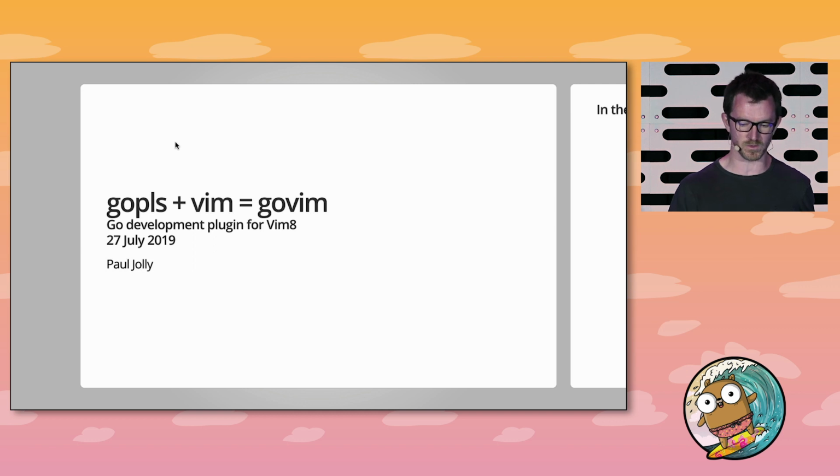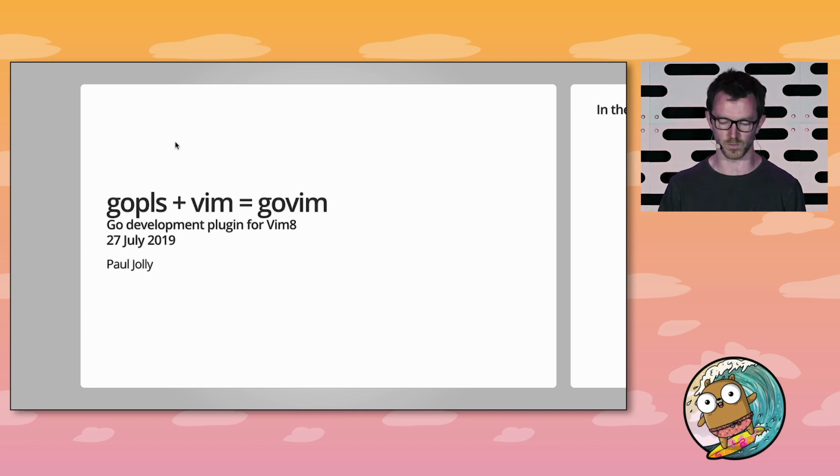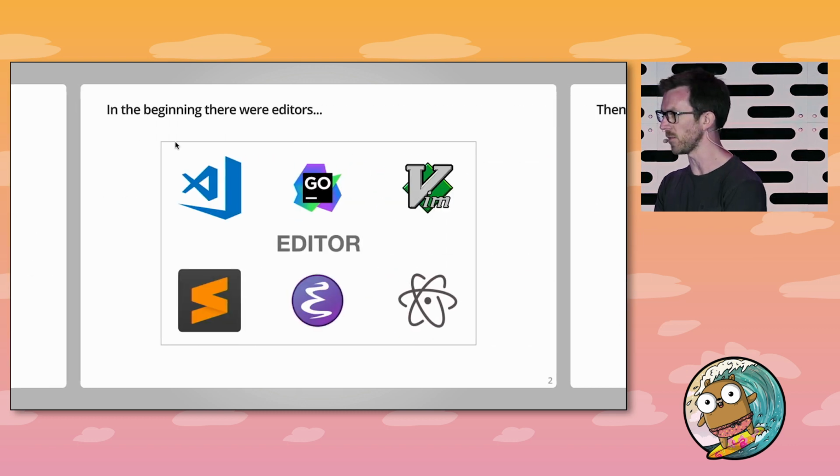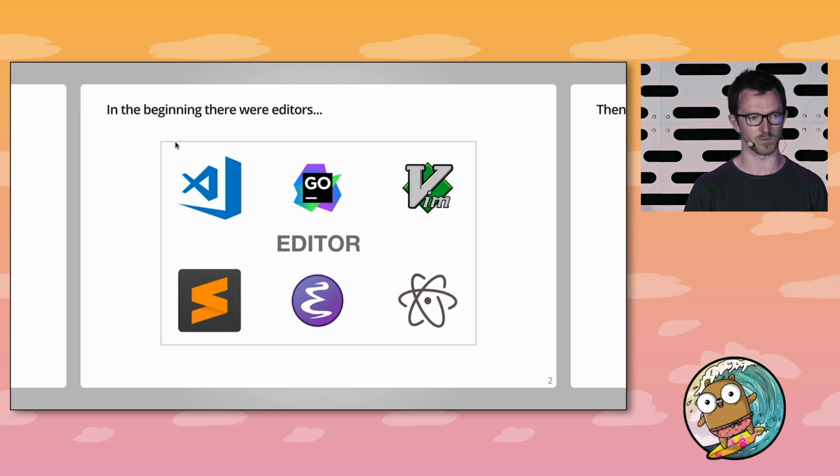As Mark said, I'm going to talk to you today about Vim, specifically a plugin that I've written for Vim 8 called govim. Just a quick lightning refresher on Rebecca Stambler's talk the other day, which hopefully everybody saw, absolutely excellent, which was talking about gopls, the new Go language server.